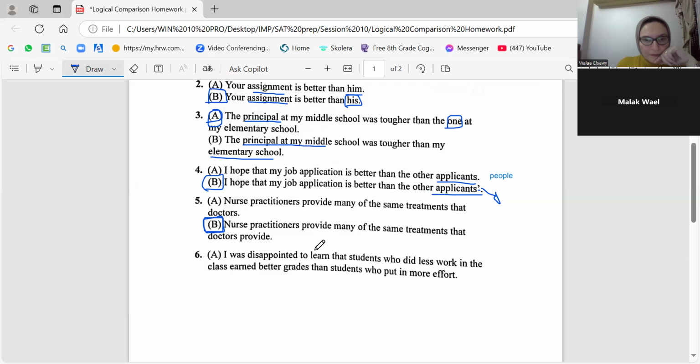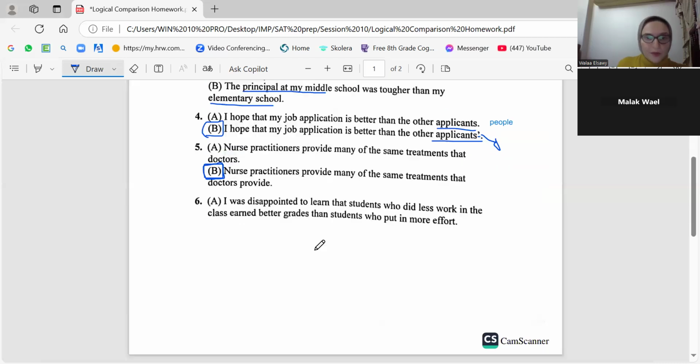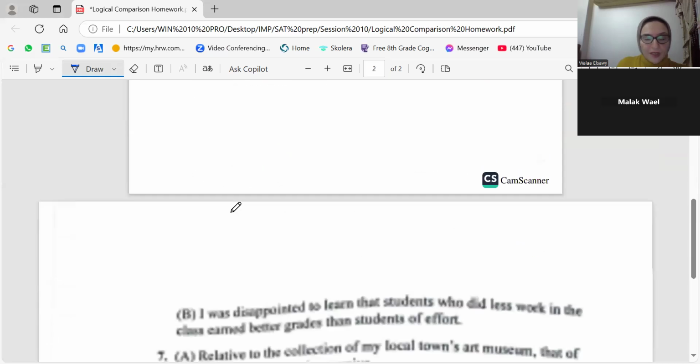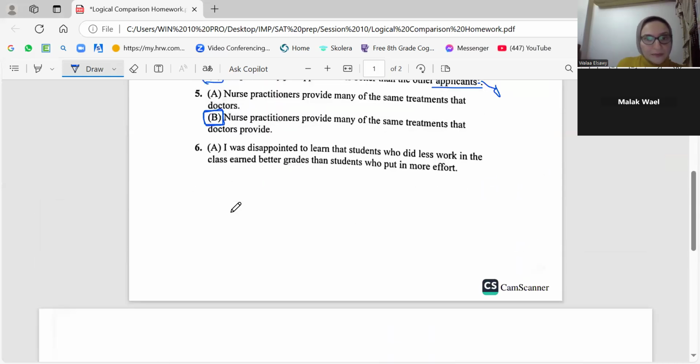The nurse practitioners are providing the same treatments as what the doctors are providing. So we're comparing the nurses, what are they providing, with what the doctors are providing. Okay, number 6, A. So let me check.